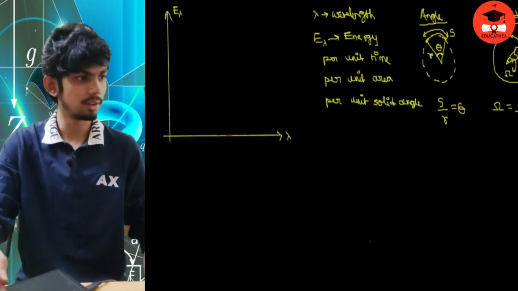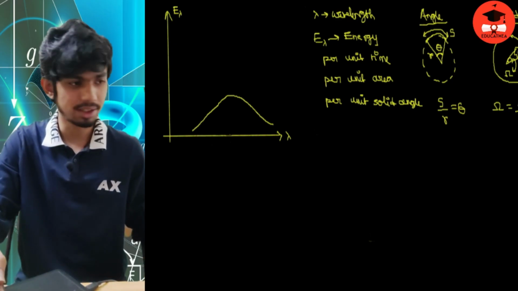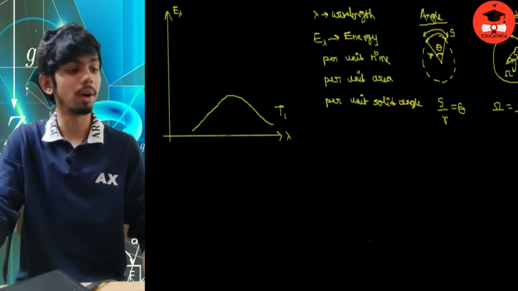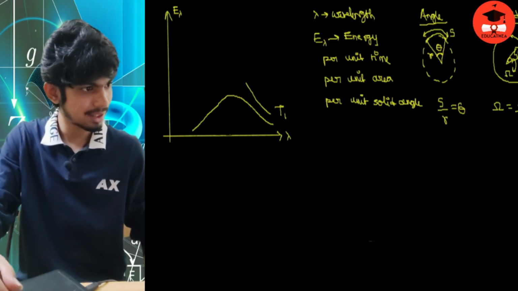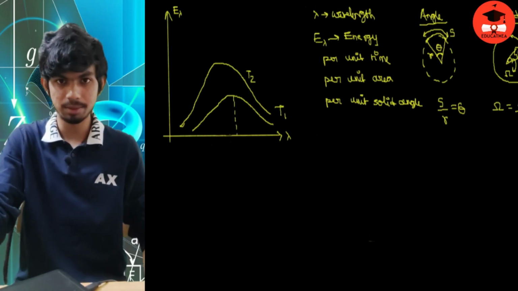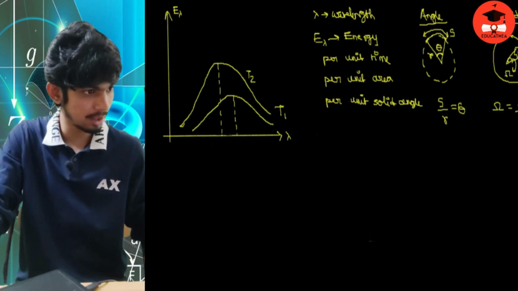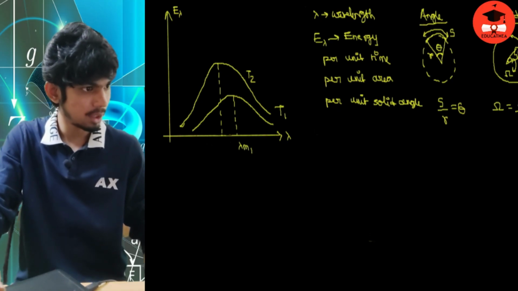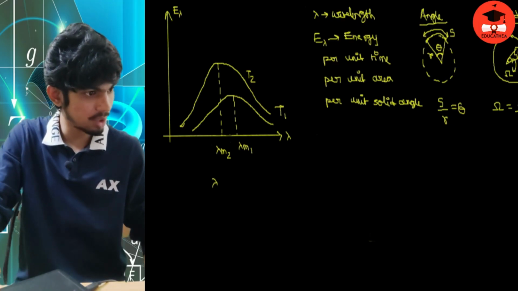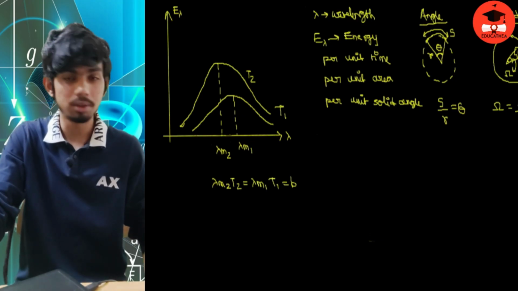Now let's come back to our original question. So we know that we got a graph like this for blackbody radiations, and since these graphs are temperature dependent, you'll get a graph like this for some temperature T1. If you increase the temperature, then you will get something like this for some temperature T2. Notice that the peak, that is the maximum value of lambda, has been shifted to the left when you increase the temperature. So for T1, let's say the maximum value of lambda is lambda m1, and for T2 it is lambda m2. So lambda m2 is to the left of lambda m1, where lambda m2 into T2 will be equal to lambda m1 into T1, and that will be equal to some constant.